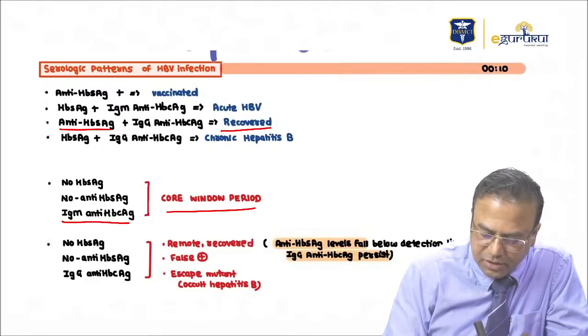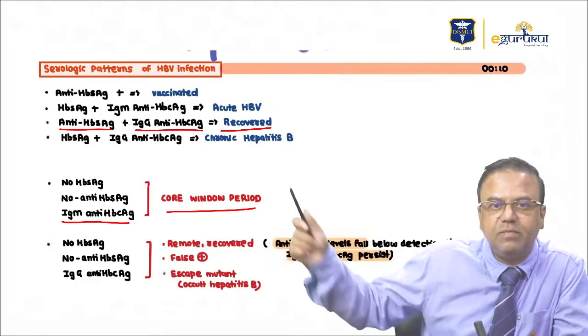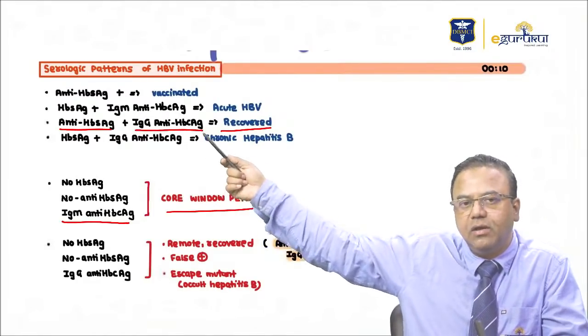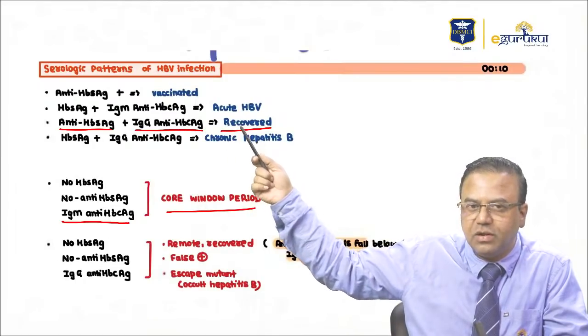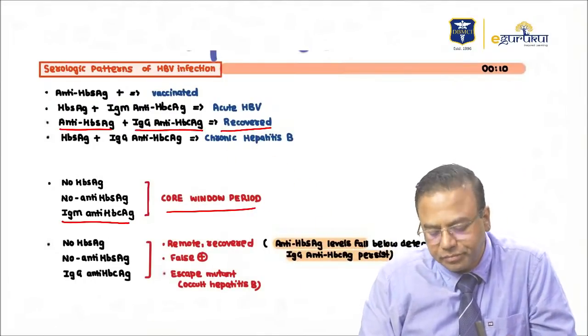Recovered patient: antibody against surface antigen, and IgG anti-HBc. Anyway, they're not mentioning the antibody, but they have mentioned IgG anti-HBc. Without surface antigen, you consider that this patient has recovered.